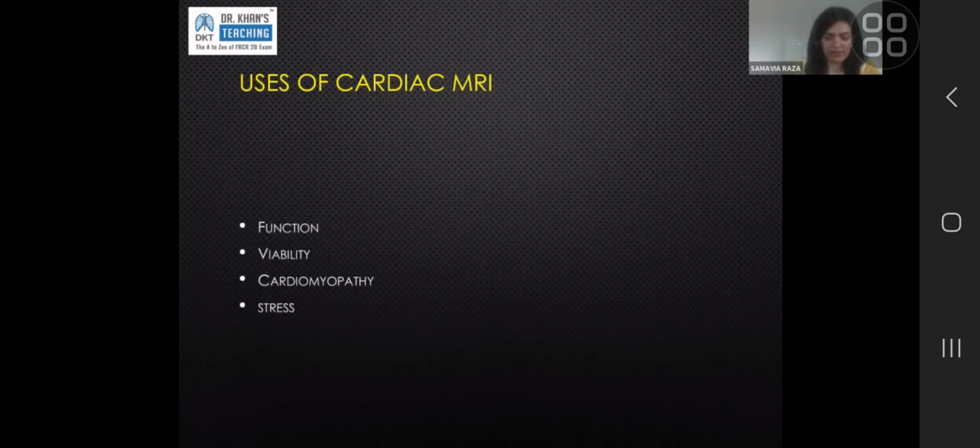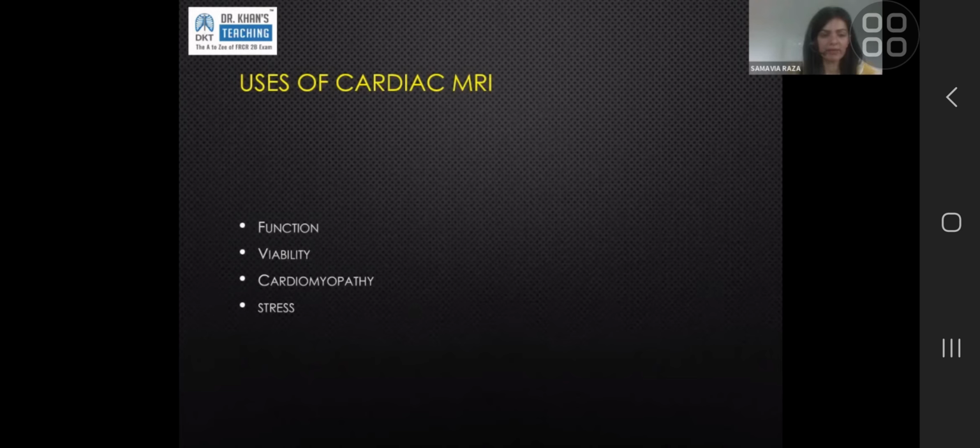The third indication is to assess for cardiomyopathy. When the cardiologist thinks that there's something wrong with the patient's heart function, but they're not quite sure of the diagnosis, they think the patient has some sort of cardiomyopathy. They want to confirm it, they want to see the extent of it, and they want to see whether we can narrow down the differential diagnosis based on the distribution of the scar.